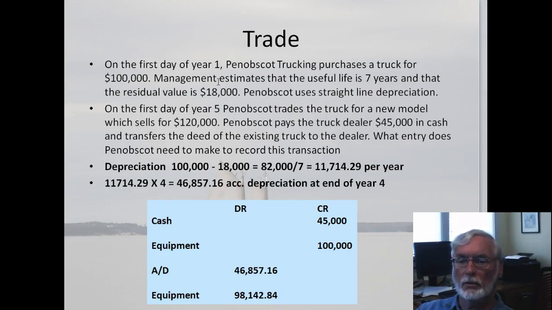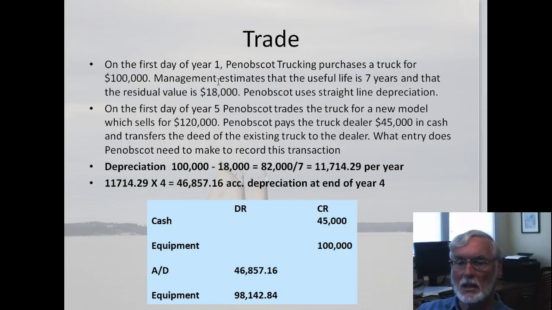Well, this is a little different. Most people want to say, oh, well, we got a $120,000 truck, so that should be the cost of the new truck. It's not the case. First of all, we have to calculate the depreciation. So you've got 100 minus 18, 82 divided by 7. We have depreciation of 11,714 per year. 11,714 per year for 4 years is 46,857. So our accumulated depreciation on day 1 of year 5 is 46,857.16.